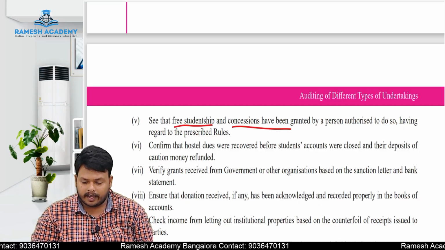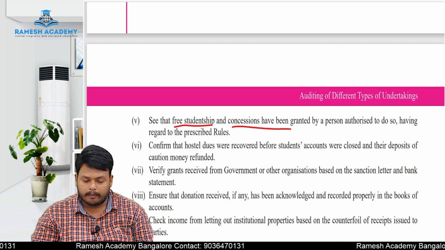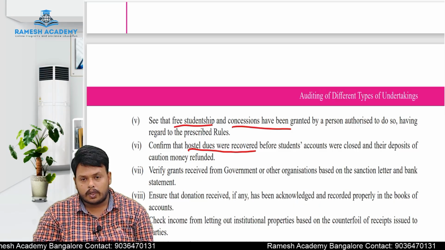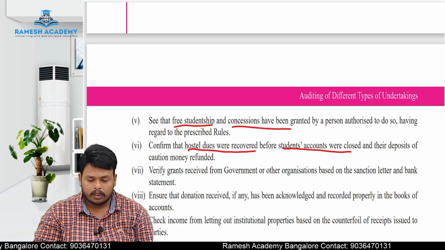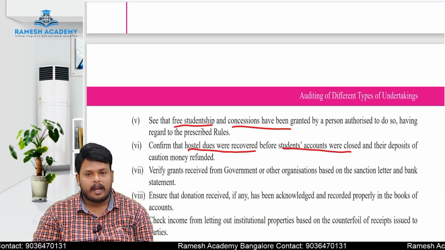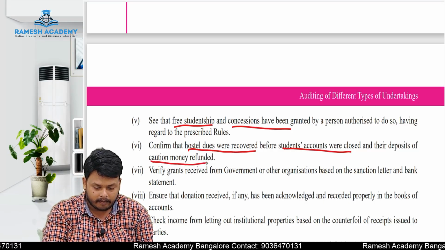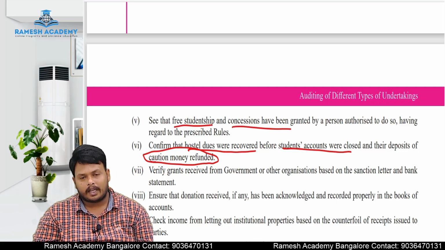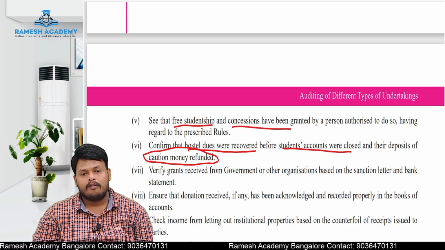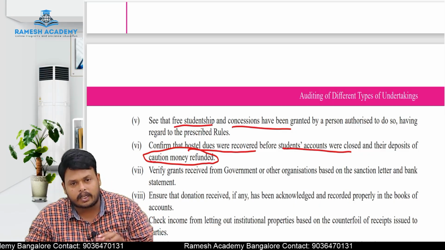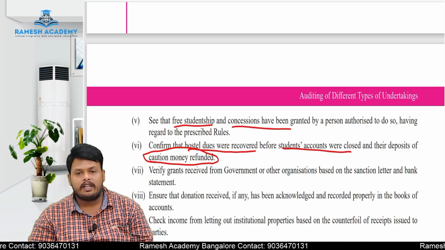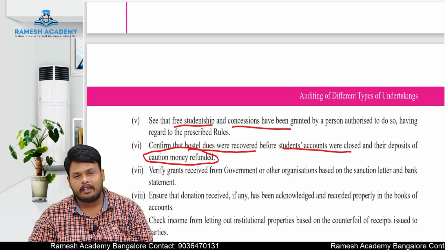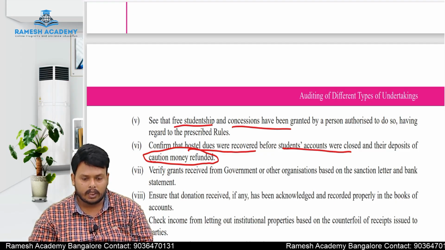Confirm that hostel dues were recovered before student accounts were closed and the deposits of caution money refunded. So when a person is entering into the hostel, on the safer side, generally they will take this caution deposit. Why? If a student is going to commit any wrong, for that purpose they keep this caution deposit as security money. At the time when the student is leaving the hostel, then they have to close the student account, recover whatever dues there are from the student, and if any money has been deposited by the student, that has to be refunded back to the student.